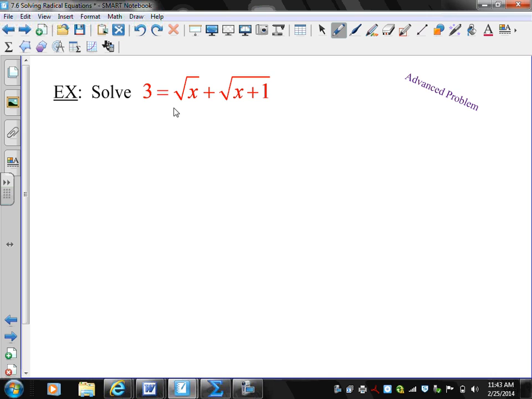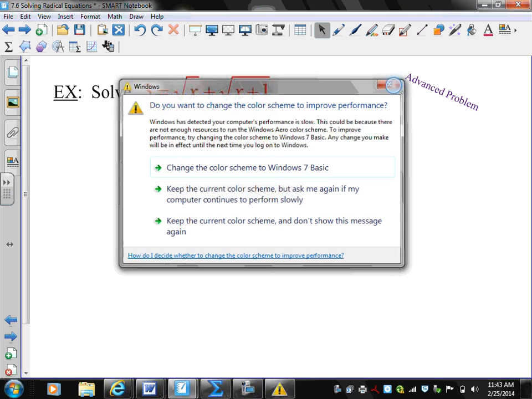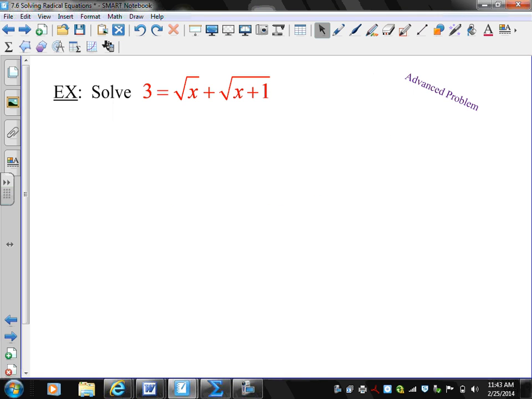It doesn't matter which radical we isolate. We could isolate either one of these. I'm going to isolate the square root of x plus 1. So I'm going to subtract the square root of x. So I have that radical right there isolated. I'm going to go ahead and square both sides.